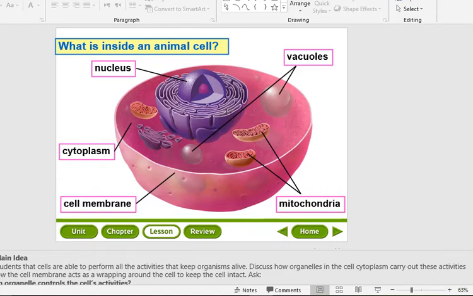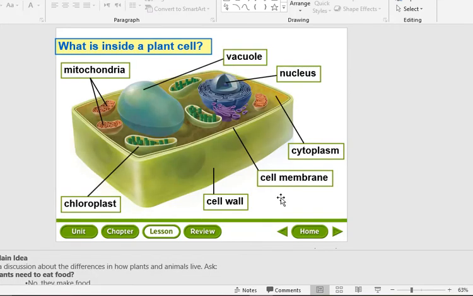What's inside an animal cell? Here, an animal cell: nucleus, vacuole, cytoplasm, cell membrane, and mitochondria. What's inside a plant cell? Mitochondria, vacuole, nucleus, cytoplasm, cell membrane, and cell wall.